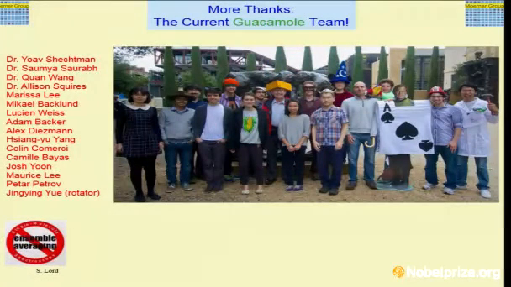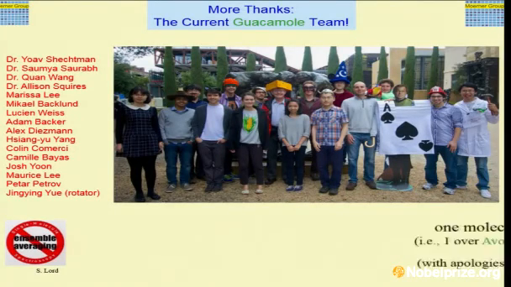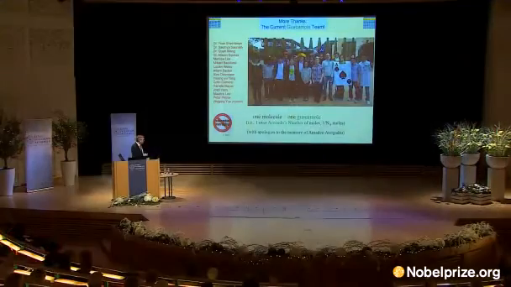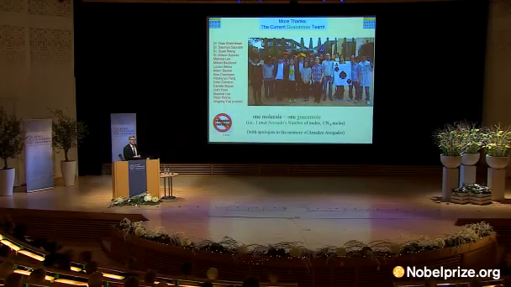Here we are at Halloween, sort of dressed up a little bit in some funny way. We have this logo that says no ensemble averaging. Of course, what is this guacamole, right? What is that? Well, of course, one molecule is one guacamole. That is 1 over avocado's number of moles. So this is such a bad pun, I have to apologize to the memory of Amadeo Avogadro.